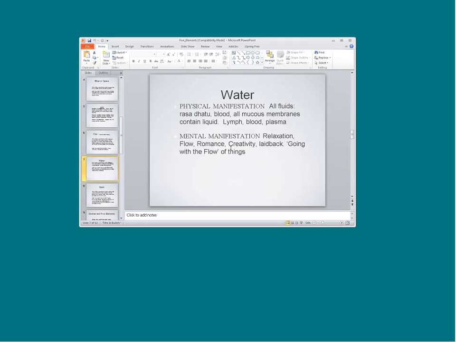Mental manifestations are in relaxation, flow, being able to go with the flow, romance, creativity, being laid back, taking it easy. So these are all subtle manifestations or mental manifestations of the water element.